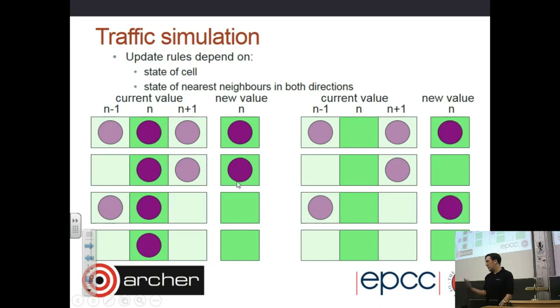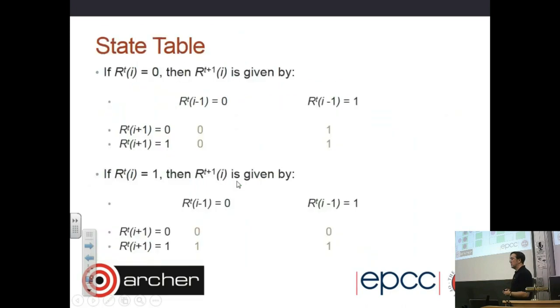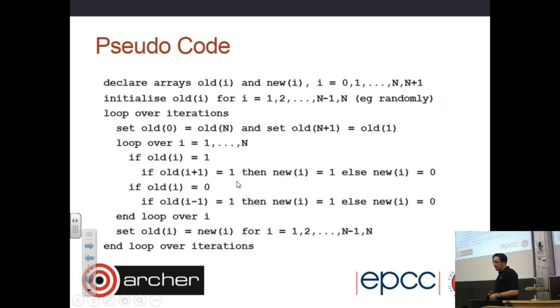So this is how you would, if you wanted to think about this more formally as a cellular automaton, write down a kind of truth table for the updates. Or you can write it as a state table, but it's not particularly interesting there. But the important point is, I'll give you some pseudocode, written in a language which is neither C nor Fortran nor Python.